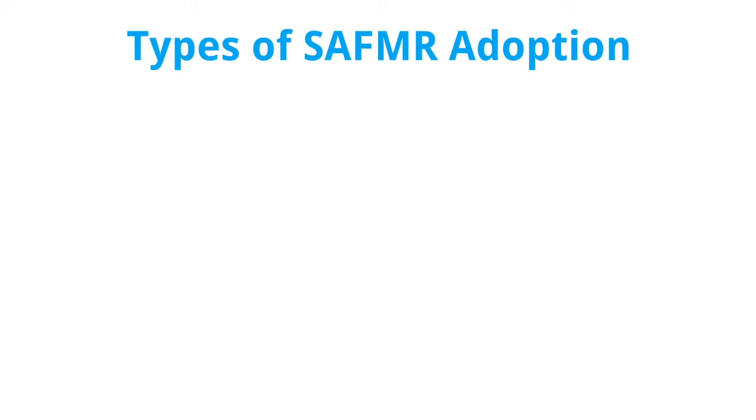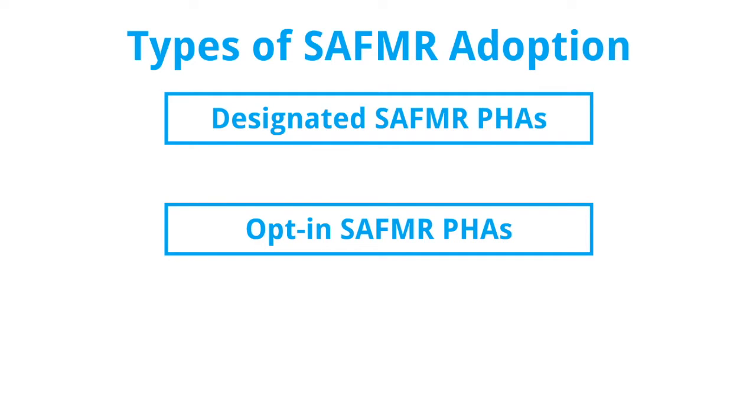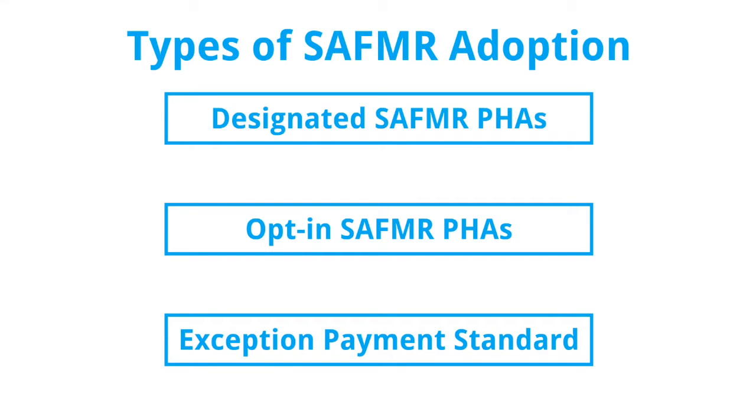There are three types of small area FMR adopter categories. 1. Designated small area FMR PHAs. 2. Opt-in small area FMR PHAs. And 3. PHAs that adopt small area FMRs as an exception payment standard.